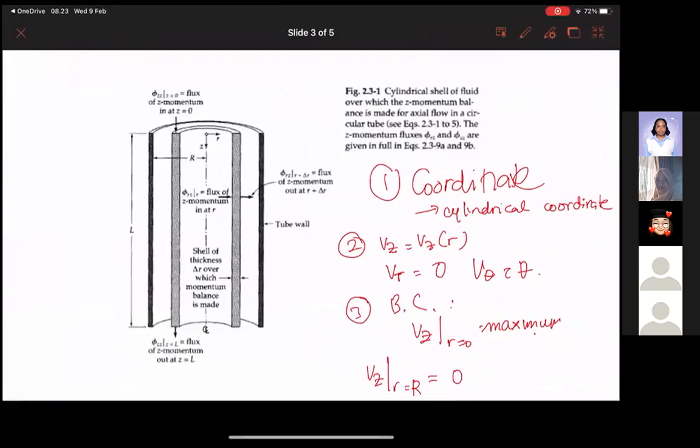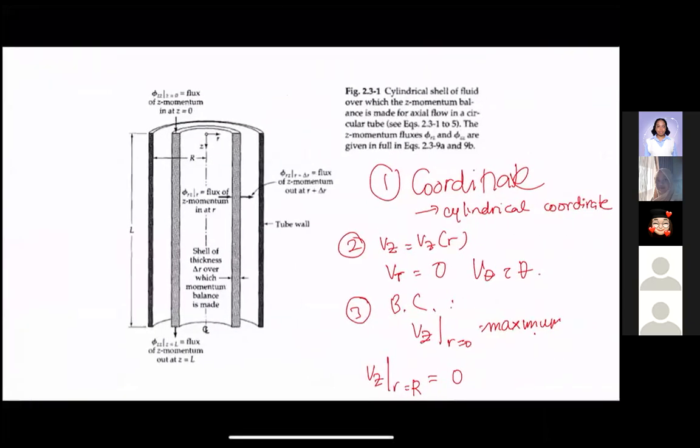Neng, Aisyah, close the door, close the door, close the door, tutupin.